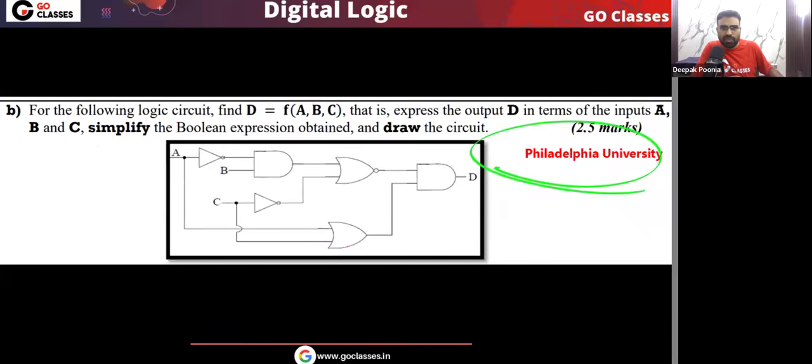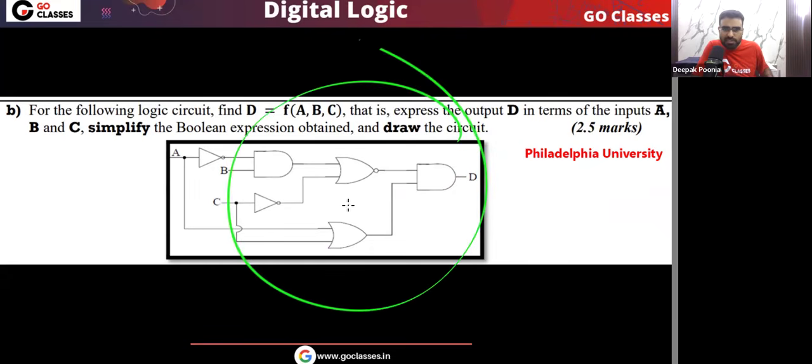Let's solve this question from the Philadelphia University. For the following logic circuit, find D equal to F(A, B, C). Basically, we need to find this D. What is D? This is the function, the Boolean expression that is implemented by this digital circuit.